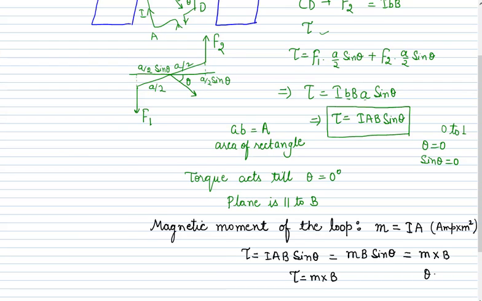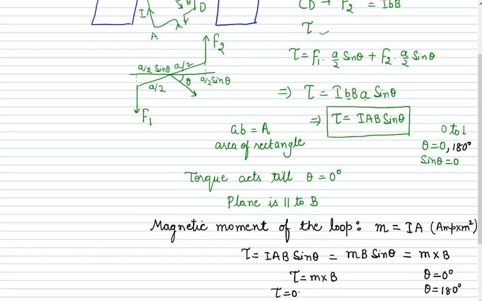When will this become 0? When theta is equal to either 0 degree or 180 degree. As in the previous case, I told you that when the plane is parallel to B, either it is parallel or anti-parallel, the theta will become 0, either 0 degree or 180 degree. So whenever you have theta 0 or 180, it becomes parallel or anti-parallel, and then tau is 0. Similarly here, tau will become 0 when theta is equal to 0 degree or 180 degree. Sine 0 is 0, sine 180 is 0, so tau will become 0.